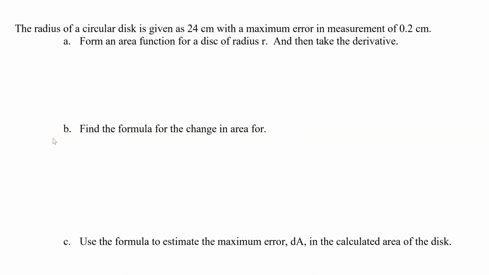All right, so we've been doing a few examples of relative change, and now we can look at relative error literally. So the radius of a circular disk is given as 24 centimeters with maximum error in measurement of 0.2 centimeters. So what this means with notation is it's saying our radius is 24, and when it says maximum error, again, that's our dr, and in this case is r, because that is our error. Both of them are in centimeters.